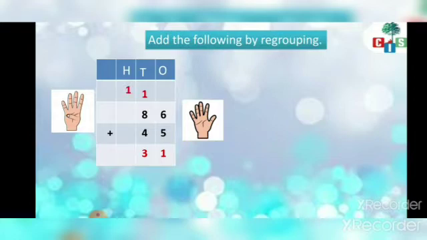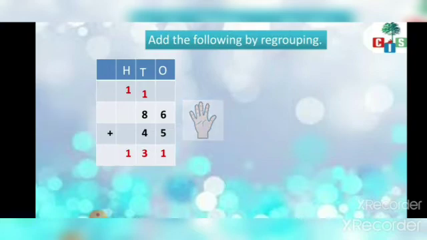Now we will copy the same number because in 100 column there is no number to add. So we will write this number 1 as it is. So 86 plus 45, we get the answer 131. Now let us move to the next question.